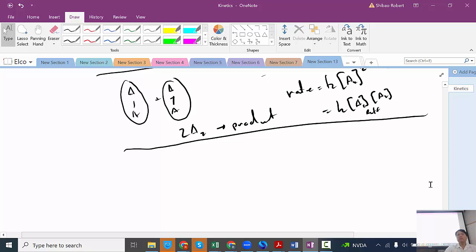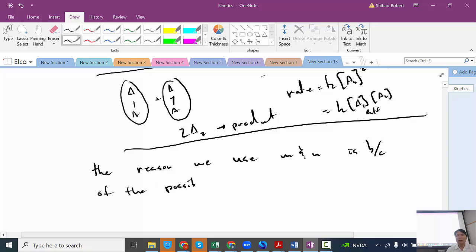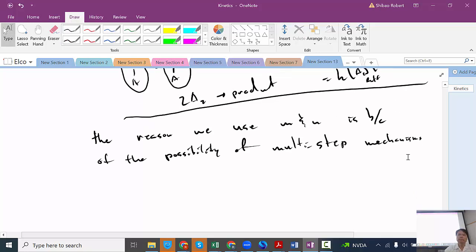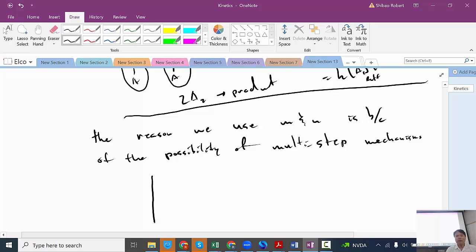Now, the reason why we use m and n is for multi-step mechanisms. If it were just one step, we wouldn't have to do this. The reason we use m and n is because of the possibility of multi-step collisions or multi-step mechanisms. So for example, we could have something like this.